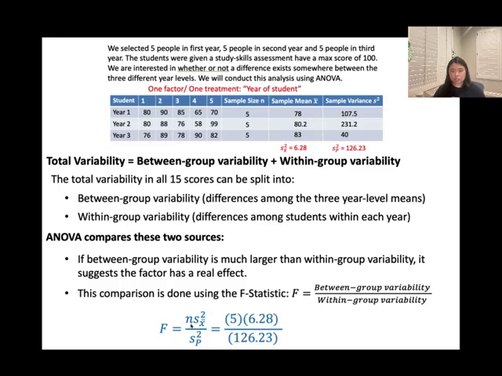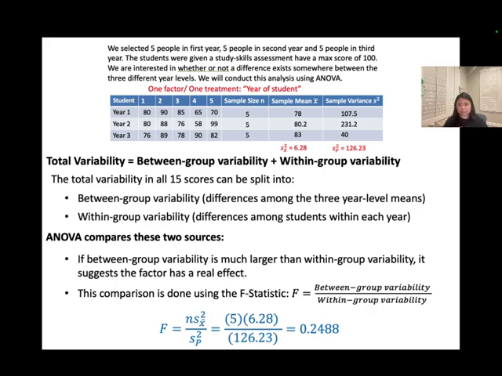So now I'm gonna plug in the numbers. We do have an n here, gonna be 5, times the variance of the sample mean divided by the mean of the sample variance. This is how we calculate the F statistic. And that will be equal to 0.2488. This is just an example to show you guys the idea of ANOVA and part of the calculation.